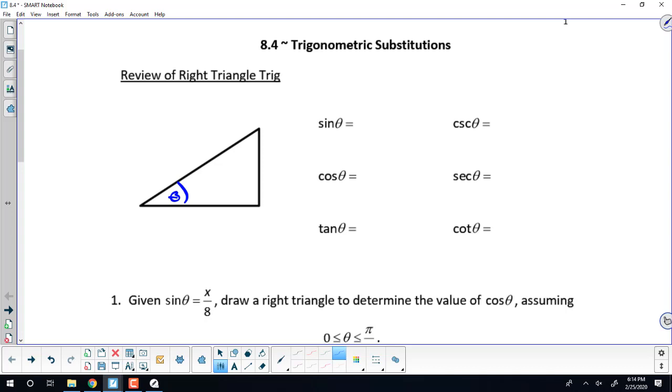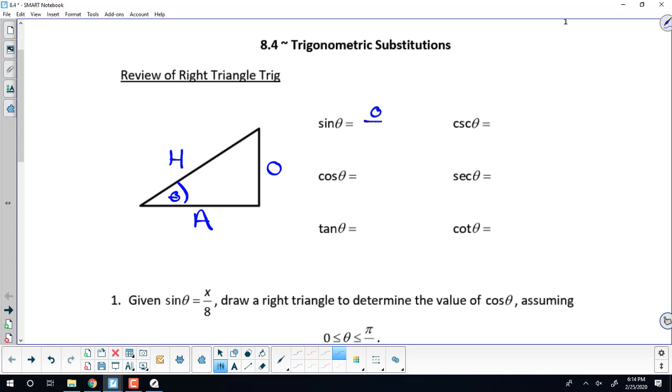However you call these things, we're going to call this the opposite side, the hypotenuse, and the adjacent. I think that's pretty standard. We do have to remember this stuff. When you make a trig substitution, you will end up drawing a right triangle so you can substitute back in for your original variable.